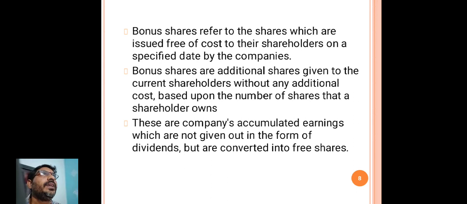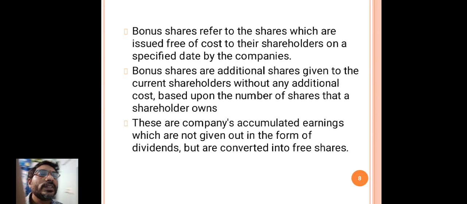These are companies' accumulated earnings which are not given out in the form of dividends but are converted into free shares. So the bonus shares are the accumulated earnings of a company. In some cases the company may not give that amount in the form of dividend. That amount is converted into free shares, that is bonus shares.